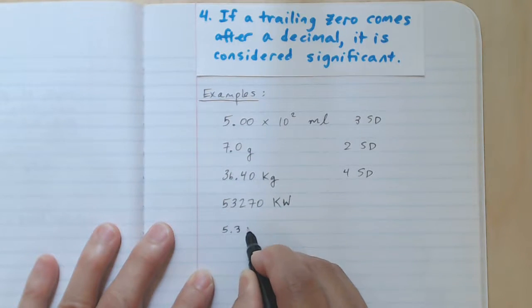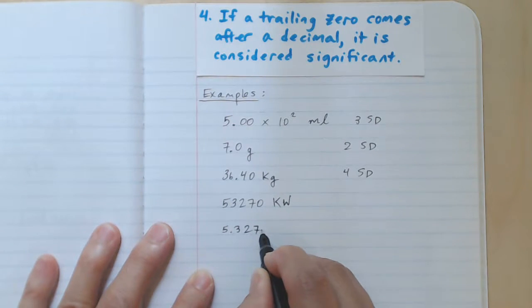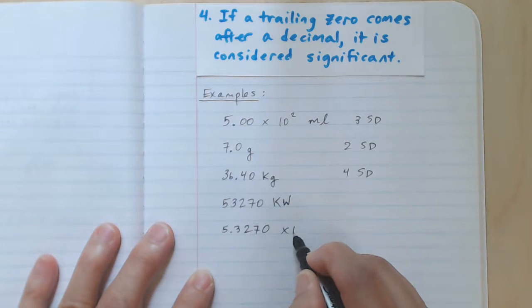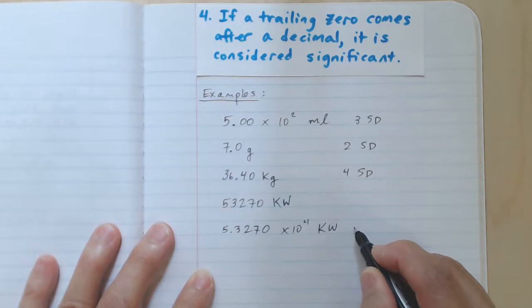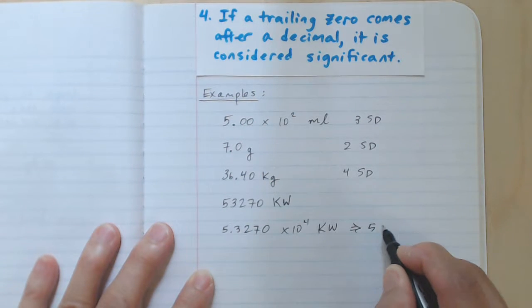So 5.3270 times 10 to the 4th kilowatts shows us that there are 5 significant digits.